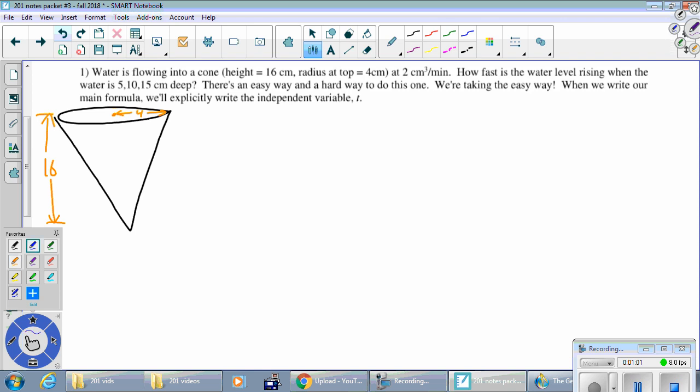And as water pours in, the cone starts to fill up, right? So the question is, it's filling at 2 cubic centimeters per minute. That's a constant rate at which the water is coming into the cone. But the question here is about how fast the water level is rising.